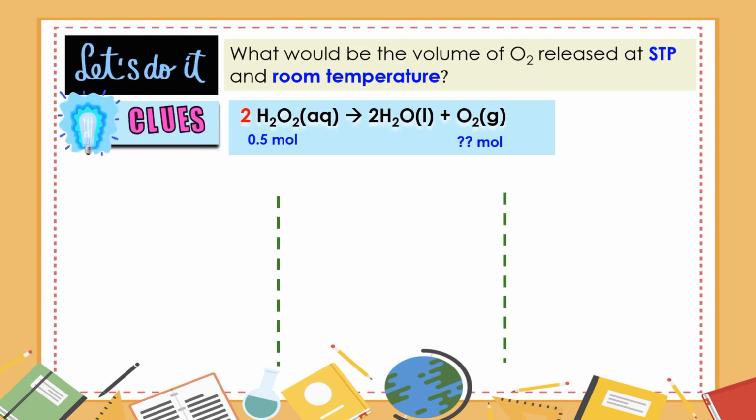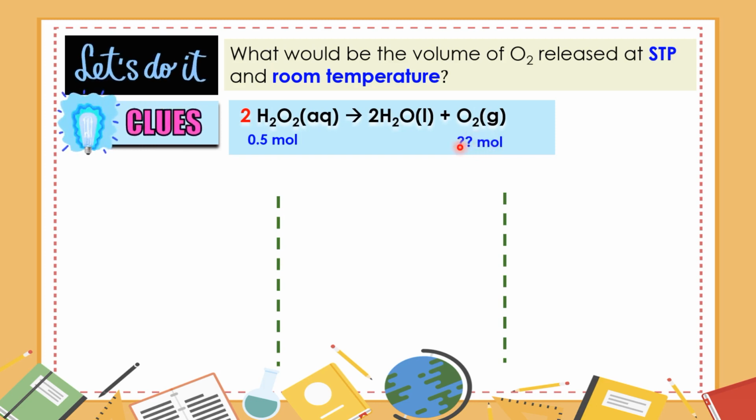This is the sample calculation for the molar volume of gas at STP and room temperature. From the previous calculation, we already calculated the number of mole of hydrogen peroxide, that is 0.5 mole. The question asks to calculate the volume of oxygen at STP and room temperature. However, the mole of oxygen gas produced is not given in the question. Therefore, the first step, you must calculate the number of mole of oxygen gas released.